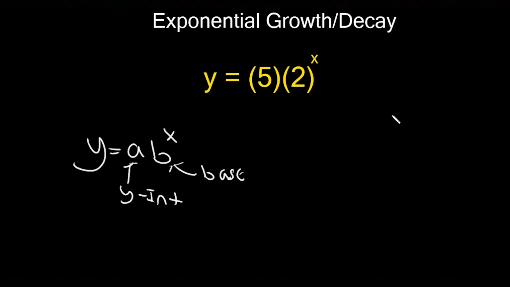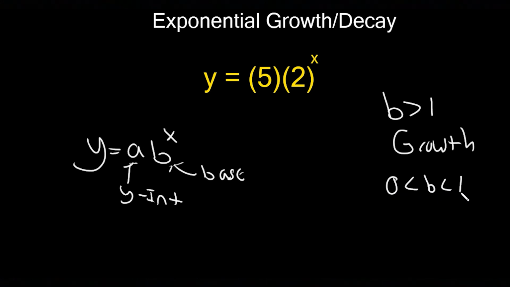So if b, your base, is greater than 1, that means you're going to have growth, right? That means we will have growth here. And if b is in between 0 and 1, you will have decay. Okay? So it's pretty straightforward, but the problems can be a bit tricky because sometimes you have to rearrange them. So if you look at our first example here, there's nothing we have to do here.